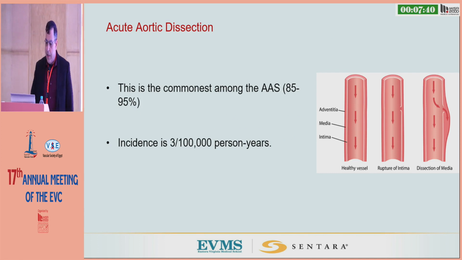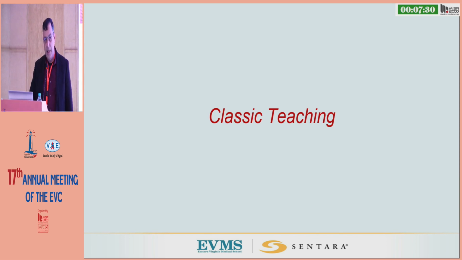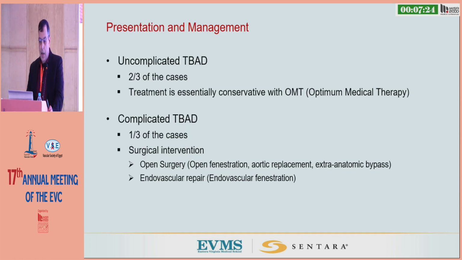So acute aortic dissection is the commonest among acute aortic syndromes, and the incidence is low. It's about 3 in 100,000 person years. Classic teaching is that there are two types of acute aortic dissection, type A and type B. Type B constitutes about 1/3 of the patients.